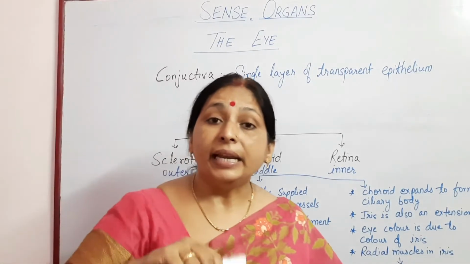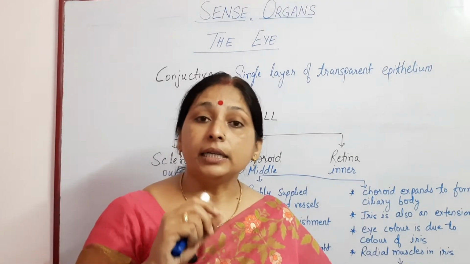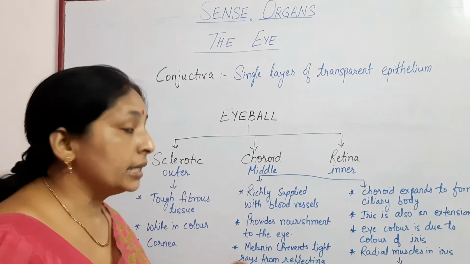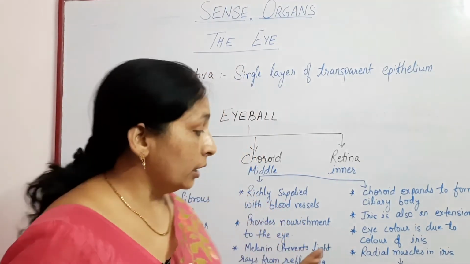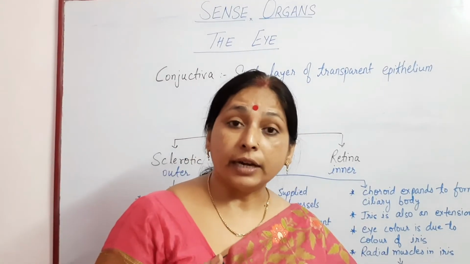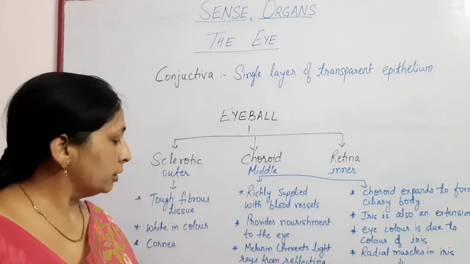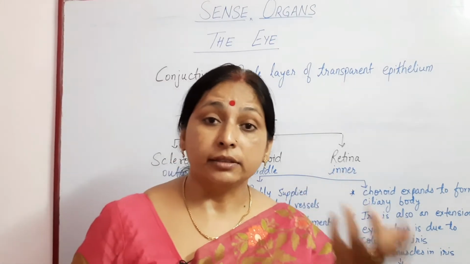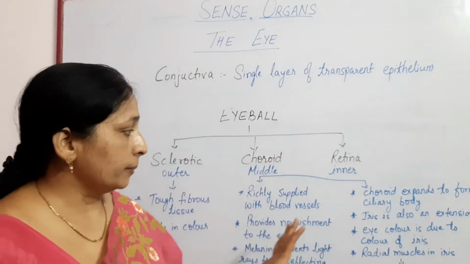What is the role of melanin in the eye? Which part is responsible for the color of the eye? Sometimes students write that melanin is responsible for the color of the eye. No, for the color of the eye, the iris is responsible. The color of the iris is responsible for the color of the eye. Melanin is responsible for preventing the light rays from getting reflected back or scattering. That is the role of melanin.